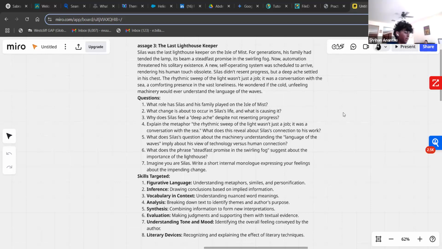Silas feels a deep ache because it's not just a job, but it's a conversation with the sea. Sorry, repeat that again. I lost the last part. Silas has a deep ache because it's not just a job for him, but it's a conversation with the sea. Okay, good, very good. Question number 4, Sanvi.